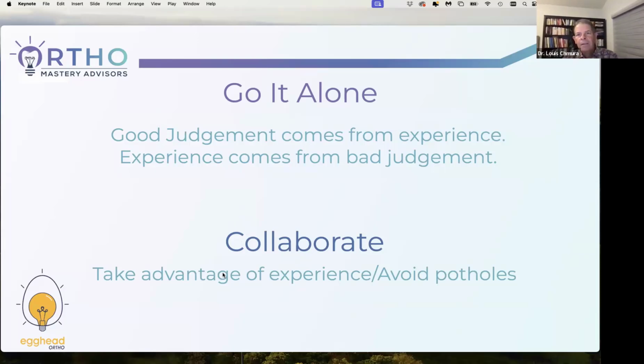It no longer is try it and see what happens. Honestly, if you think about it, the only reason it makes sense to do orthodontics in a general dental office is if you can delegate most of it. If you're doing it yourself, you're better off doing crowns and bridges and those sorts of things. So you can take advantage of experience virtually.